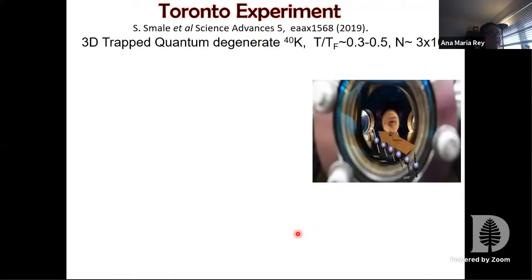For that, let me give you a little bit more of the experimental details. What we have is a Fermi degenerate gas of potassium atoms. They are trapped in a 3D dipole trap, and we have arrays of the order of 10^4 atoms. They're not completely very, very cold, but below quantum degeneracy.